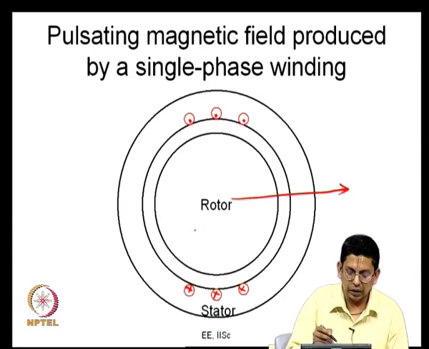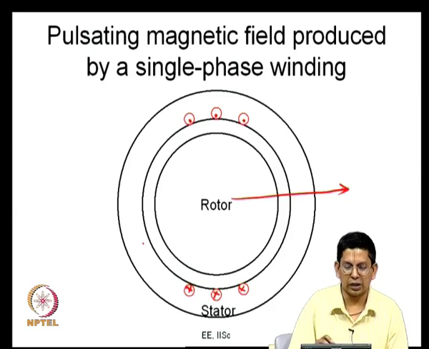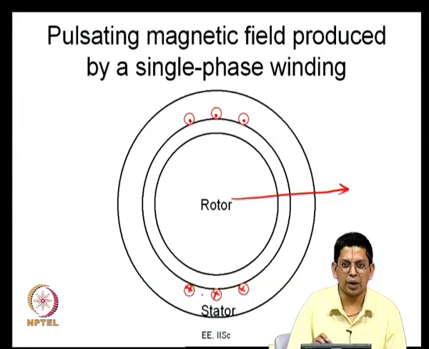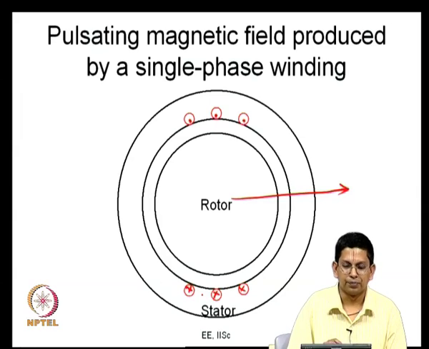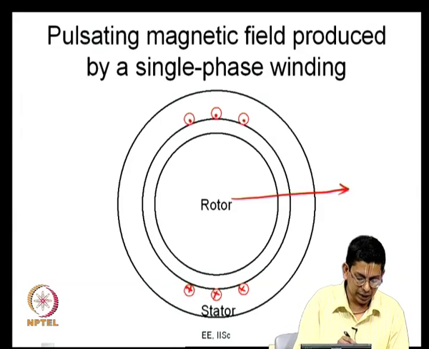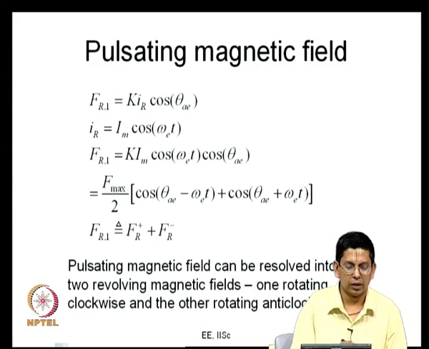So, if the current alternates, then the magnetic field also alternates. Sometimes it is in this direction, sometimes it is in the other direction, and its magnitude goes on changing. So, you might get a pulsating magnetic field. Let us get a little clearer about the pulsating magnetic field. Let us do that mathematically.